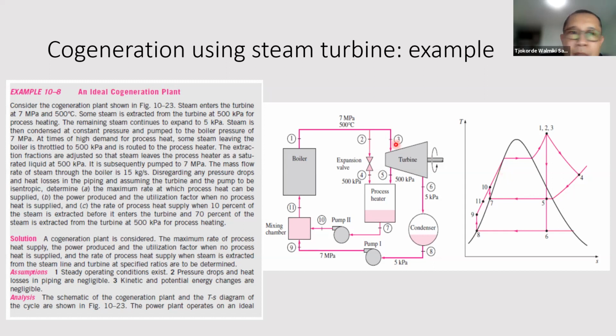The problem description is very clear, and it's not asking you to perform any calculation. What I want you to learn here is how to describe this cogeneration cycle in a TS diagram.